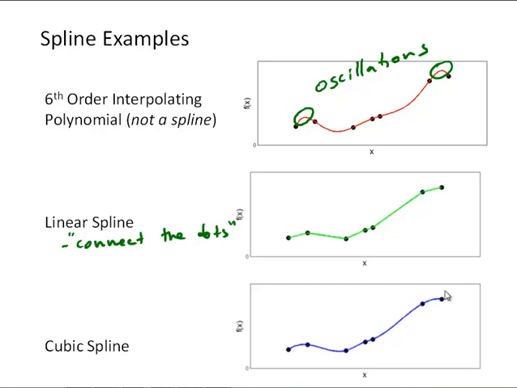A cubic spline is going to look a little smoother. Notice it looks about as smooth as the 6th order polynomial, but one key thing here is no oscillations. So let's look at how we would then actually calculate the functions behind these splines.